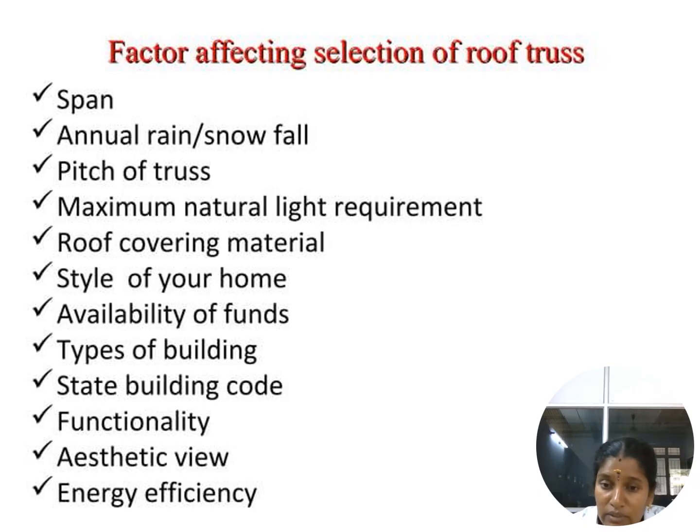And the type of building, whether it is steel, RCC, wooden beams or wooden structure, whatever it may be, depends upon the type of the building also. And the state building code, we have to follow the building codes and the functionality. If it is RCC, we have to know the code, and for steel we should know IS 800, right? So based on these building codes, we have to adopt the roof truss, functionality and aesthetic view. That is the main important thing.